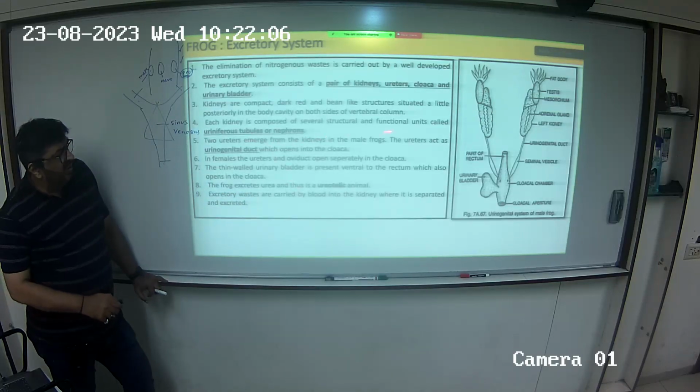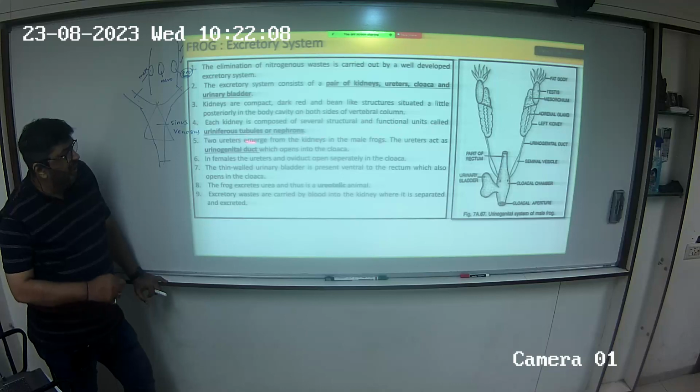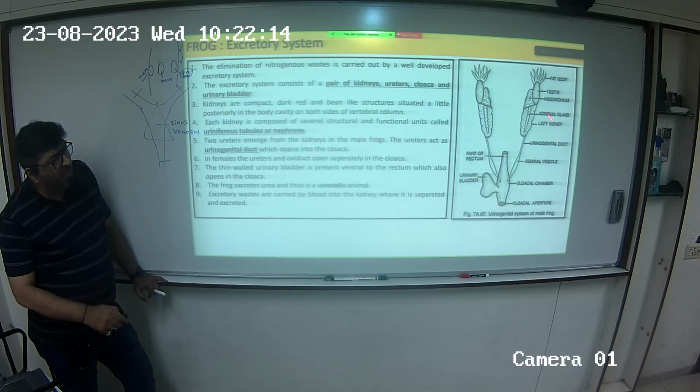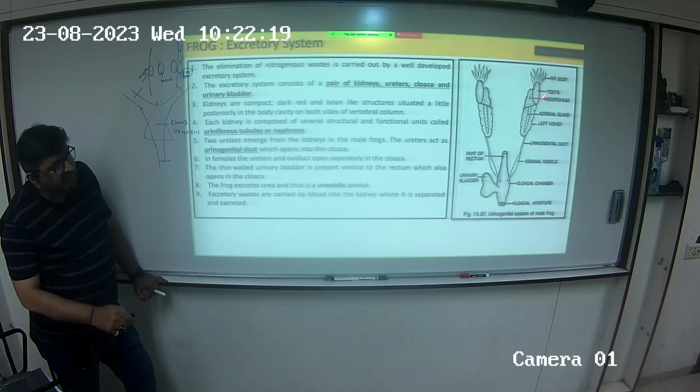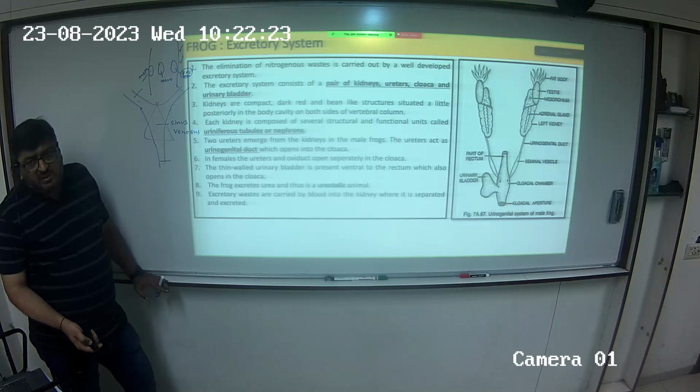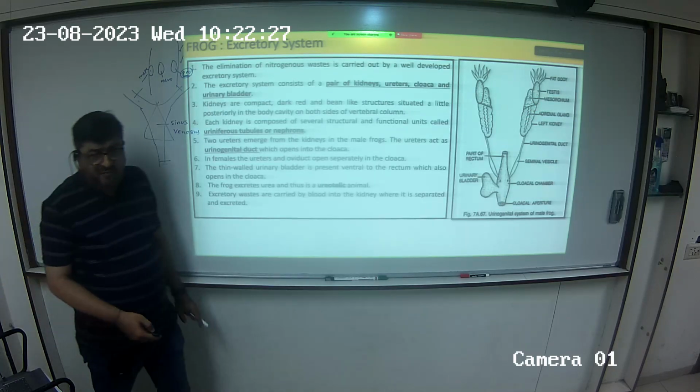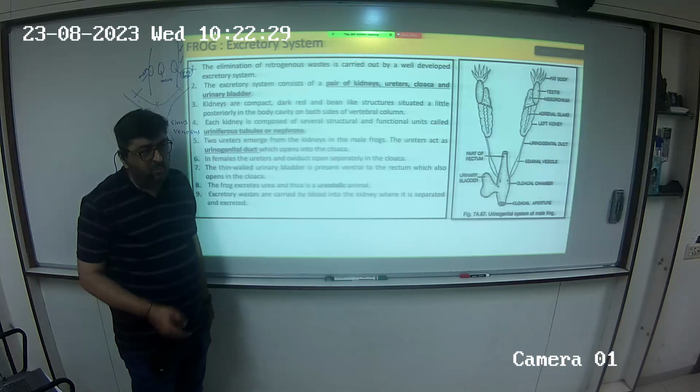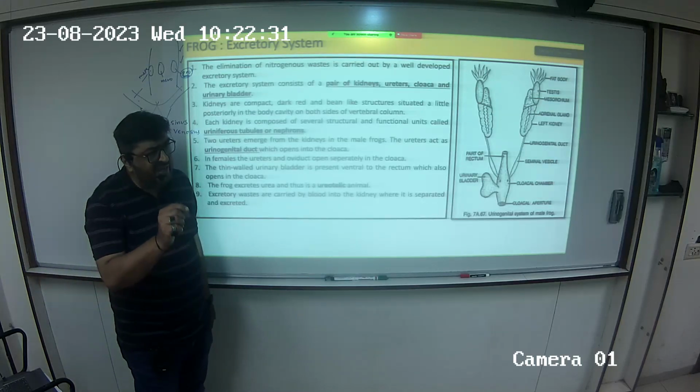Kidney is composed of several structural and functional units called nephrons. Two ureters emerge from the kidneys in the male frog. Now in the male frog, if you can see, attached to the upper end of the kidney are the testes. Right? The role of testes is to produce sperms. Sperms are then transported by means of vasa efferentia. Yes, small minute tubules are called vasa efferentia.